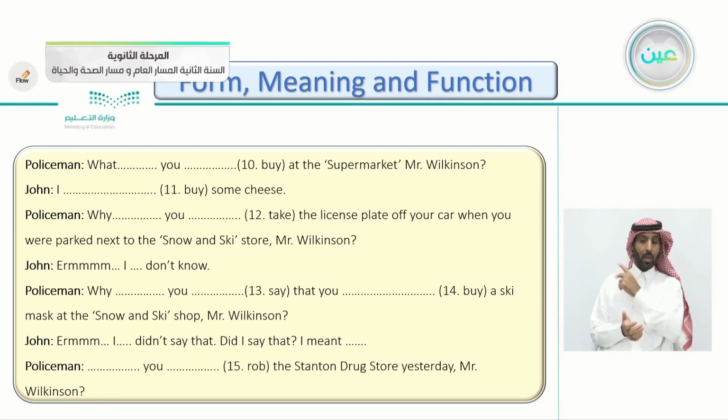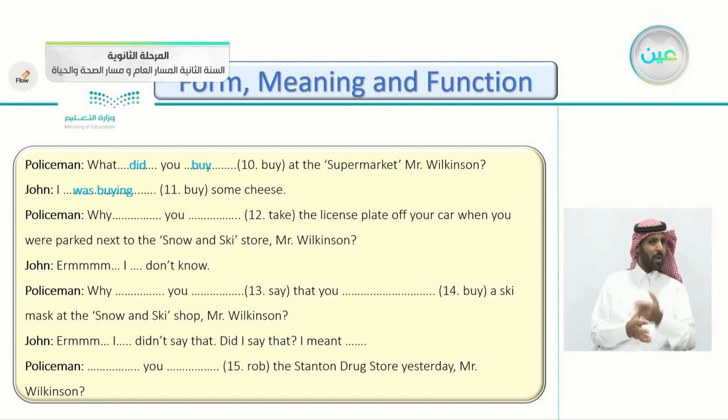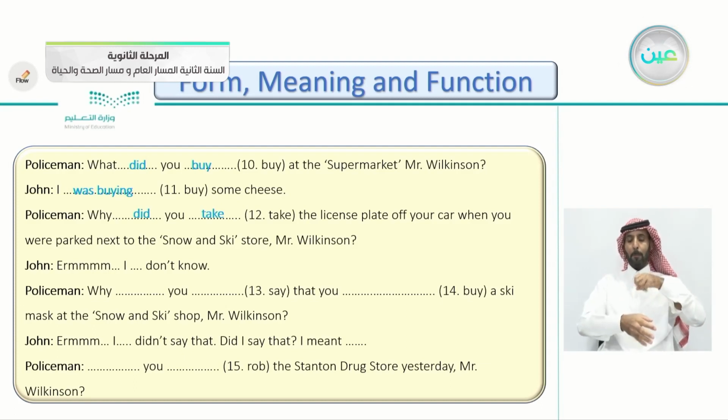The policeman said, "What did you buy at the supermarket, Mr. Wilkinson?" He said, "I was buying some cheese." Very good. The policeman: "Why did you take the license plate of your car when you were parked next to the snow and ski resort, Mr. Wilkinson?" John said, "I don't know."